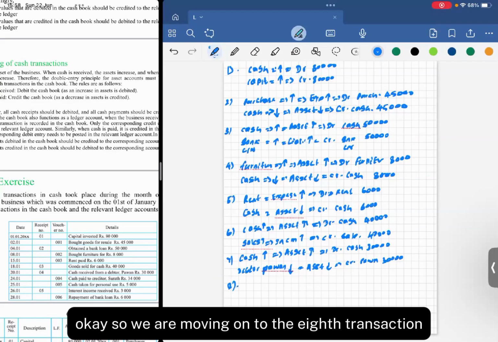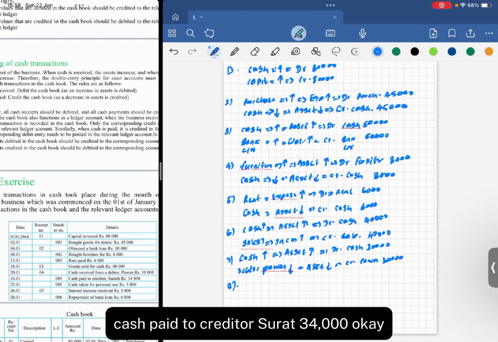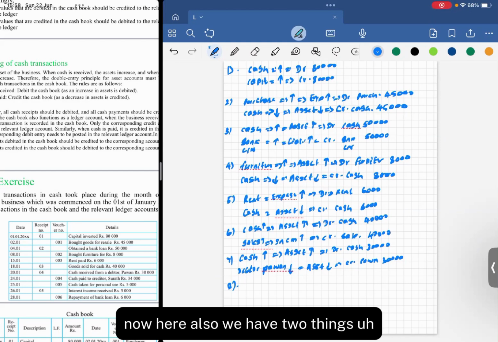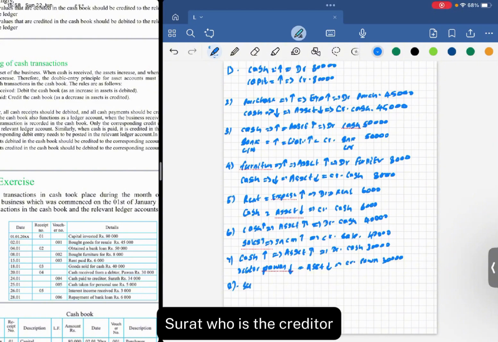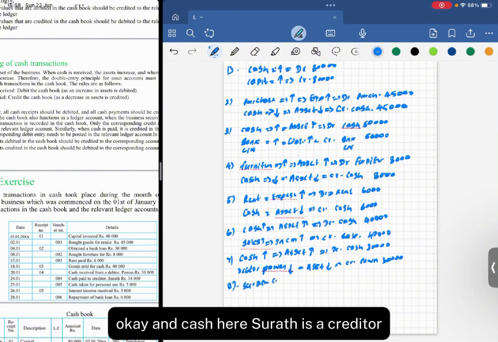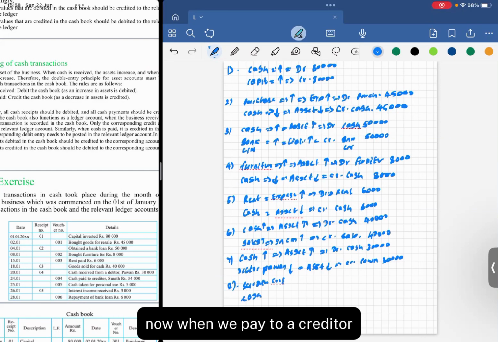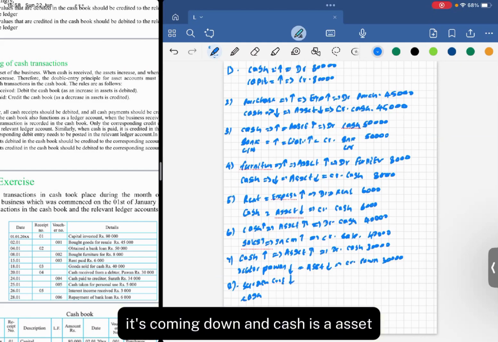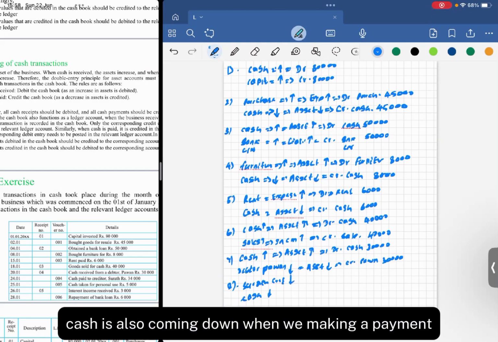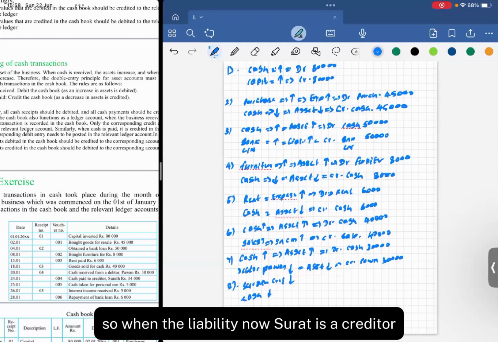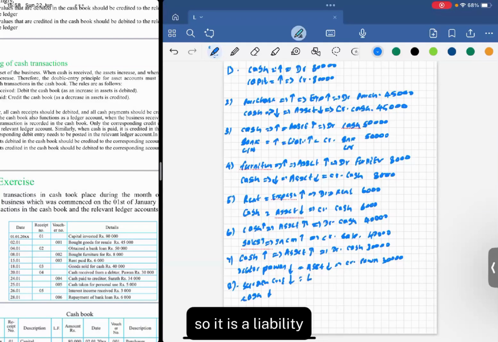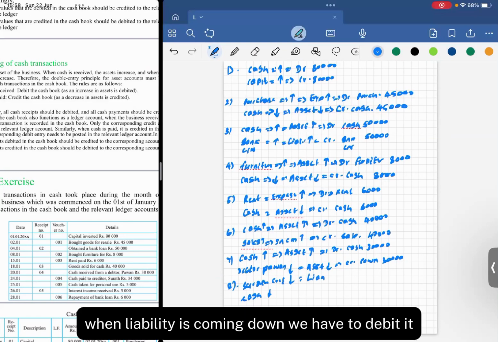Okay, so we are moving on to the 8th transaction. Cash paid to creditor Surat, 34,000. Now here also we have two things: Surat, who is the creditor, and cash. When we pay a creditor, the balance is coming down, and cash is an asset. Cash is also coming down when we make a payment. Surat is a creditor, so here is a liability.